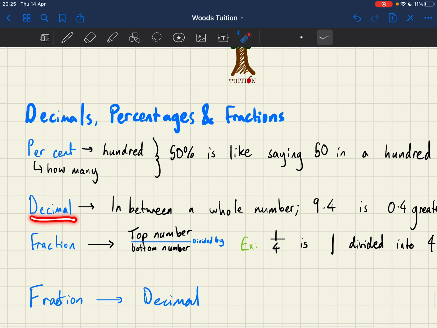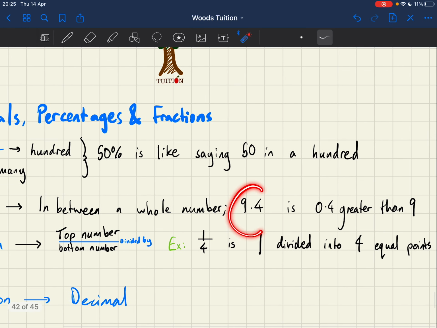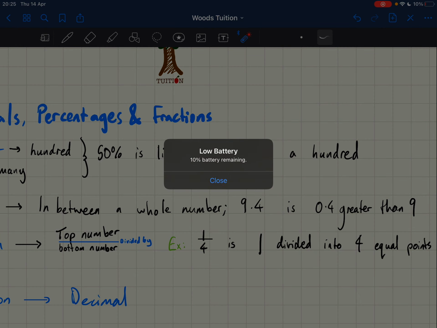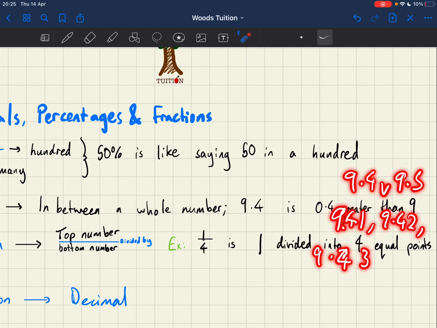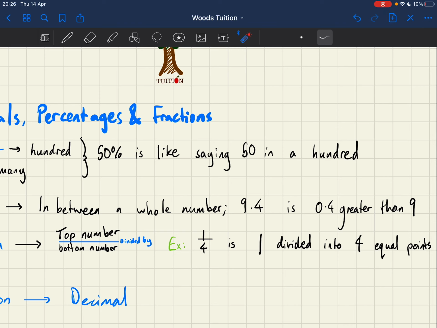So decimals are just the numbers in between whole numbers. So 9.4 is in between 9 and 10, and it's 9 plus 0.4. So it would go 9.1, 9.2, 9.3, 9.4, 9.5. And in between your 9.4 and your 9.5, it would go 9.41, 9.42, 9.43, the whole way up to 9.45. And those divisions, so that's tenths, hundredths, thousandths, ten-thousandths, those go on forever. So you can have an infinite number of numbers after your decimal place, okay?